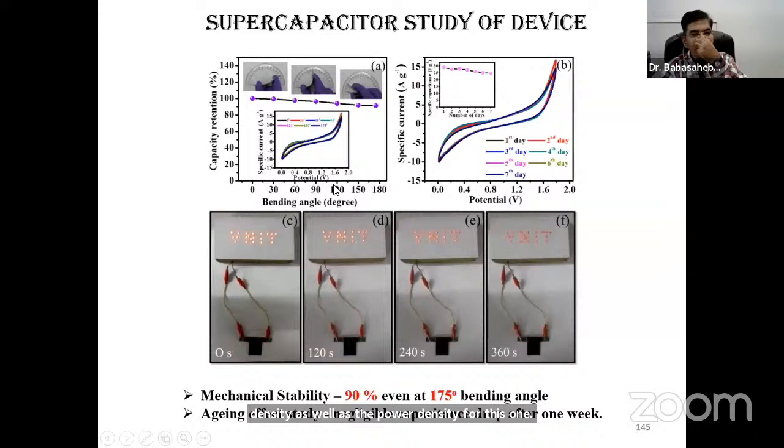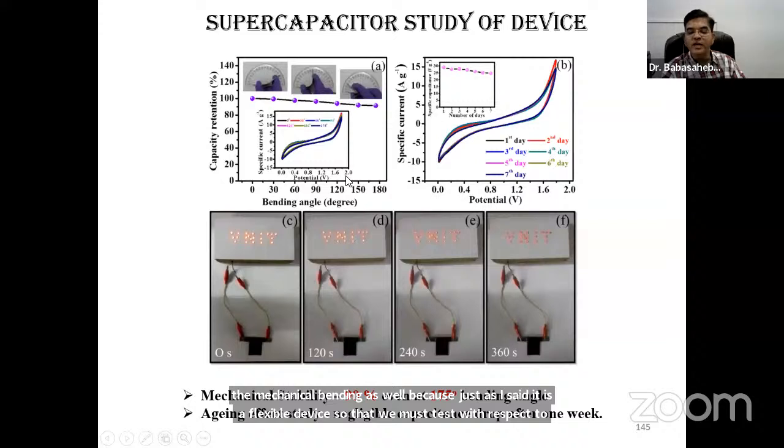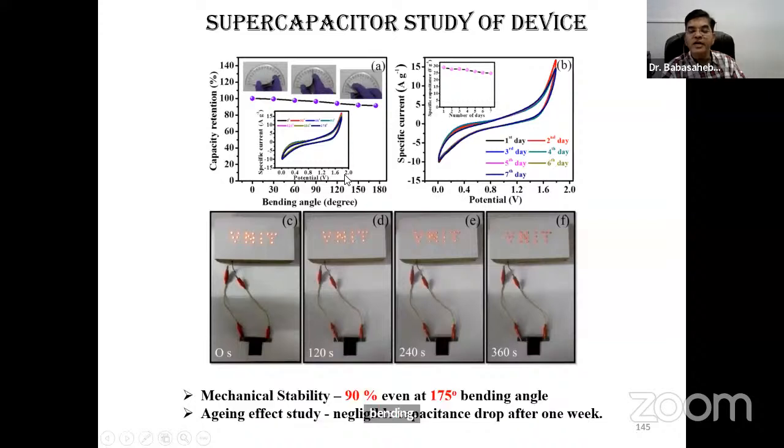And we tested this with mechanical bending as well, because as I just said, it is a flexible device, so we must test with respect to bending. We have tested this up to 175-degree mechanical bending, and it is 90% stable. Not only this, we have tested almost 7 days. And we have used this 3 by 4 centimeter device to run a VNIT panel. This VNIT panel consists of 21 red LEDs, and we have run it using a single device. By charging for less than 1 minute, it can run up to 6 minutes.